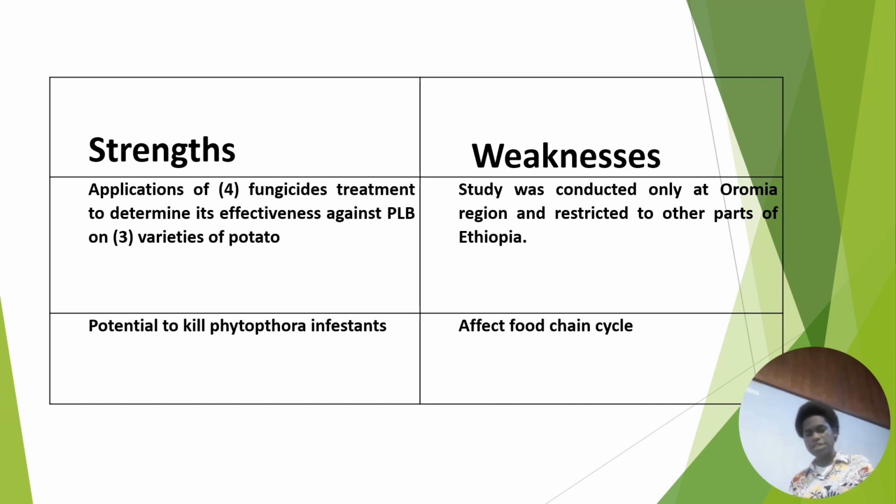Additionally, the use of fungicides may disrupt the natural balance of the ecosystem, potentially leading to the development of resistance in potato late blight populations or affecting beneficial insects and microorganisms that play a crucial role in maintaining the ecological balance. Therefore, it's essential to strike a balance between the benefits of fungicide use and the potential risk to the food chain cycle and overall ecological health.